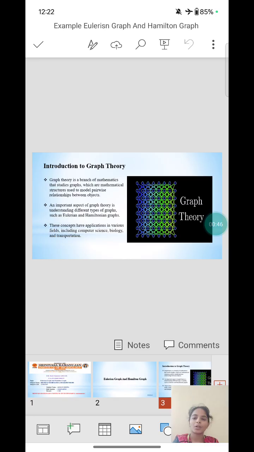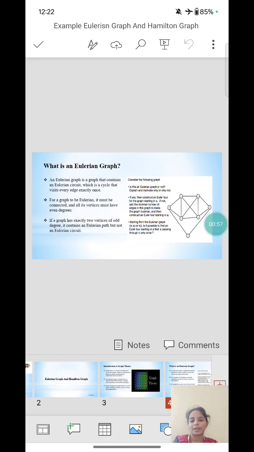So, this is about graph theory, and the structure of a graph is shown in the figure.